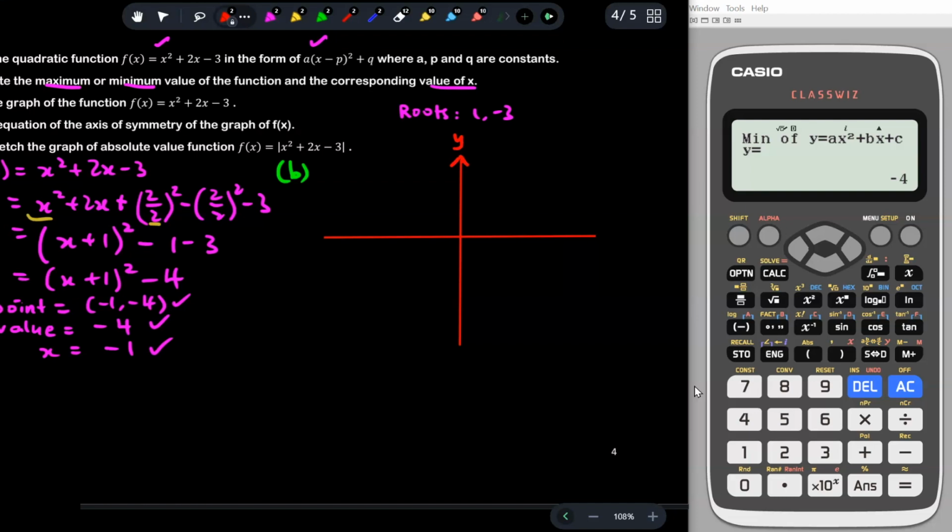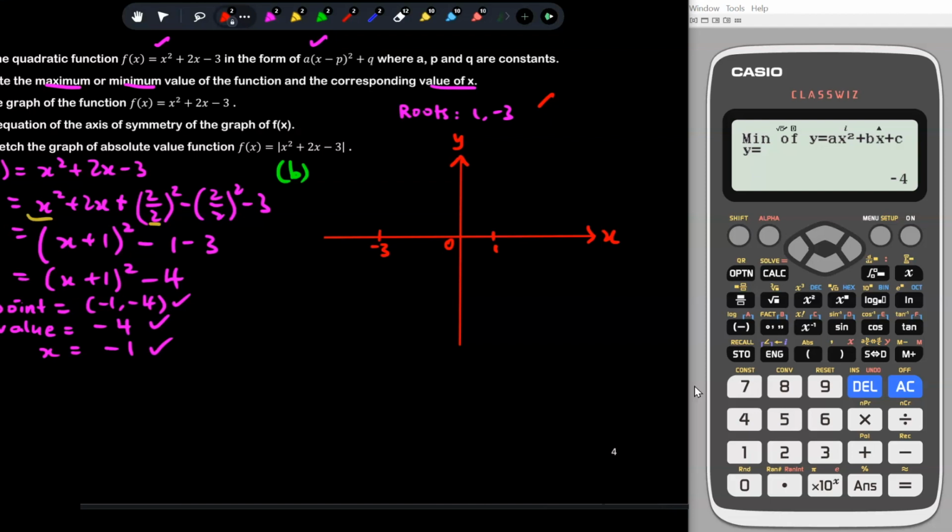Okay, so this one will be y, this will be x, and then your origin O. So just now we got our roots 1, negative 3. So here is 1, and here is negative 3. These are the roots, which is the x-intercept.